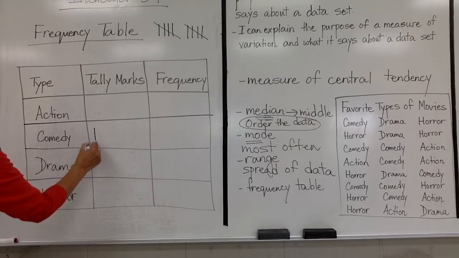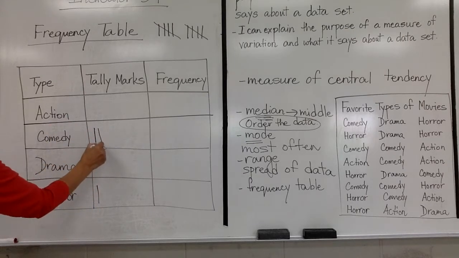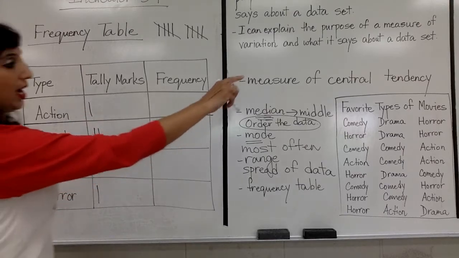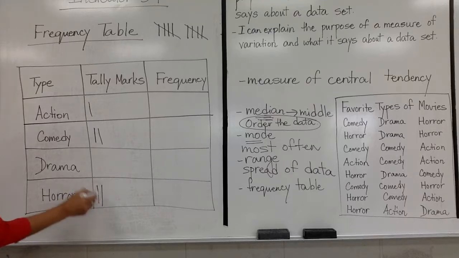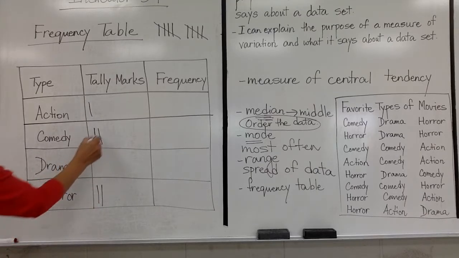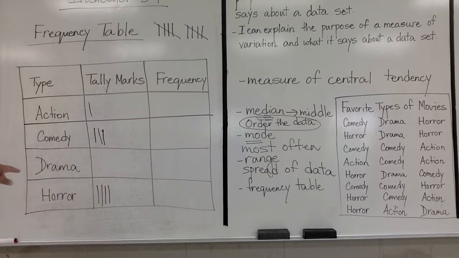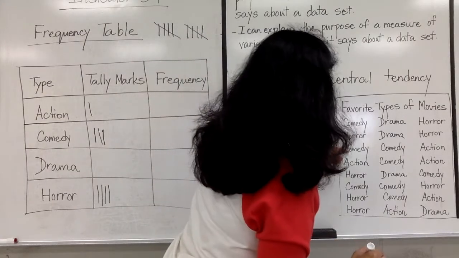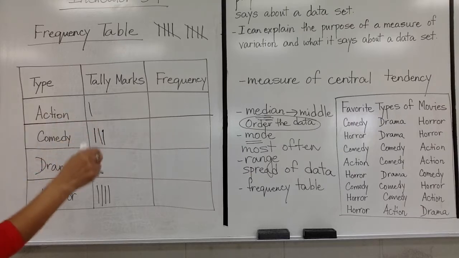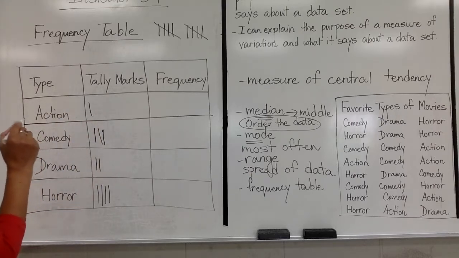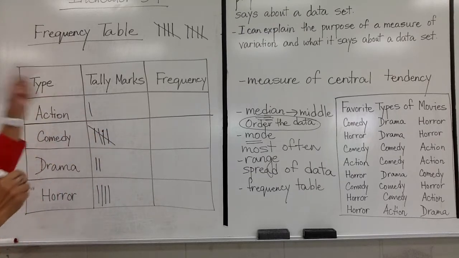Okay, so we have comedy, then we have horror, then we have comedy again, we have action. So as you can see, I am reading this and I am putting it here. Okay, then I have horror, then I have comedy again, and then I have 2 horrors. So 3, 4, 5, 6, 7, 8. Okay, so I have 8 tally marks right now. Then I have 2 dramas, 2 comedies. So 1, 2, because that's 5.